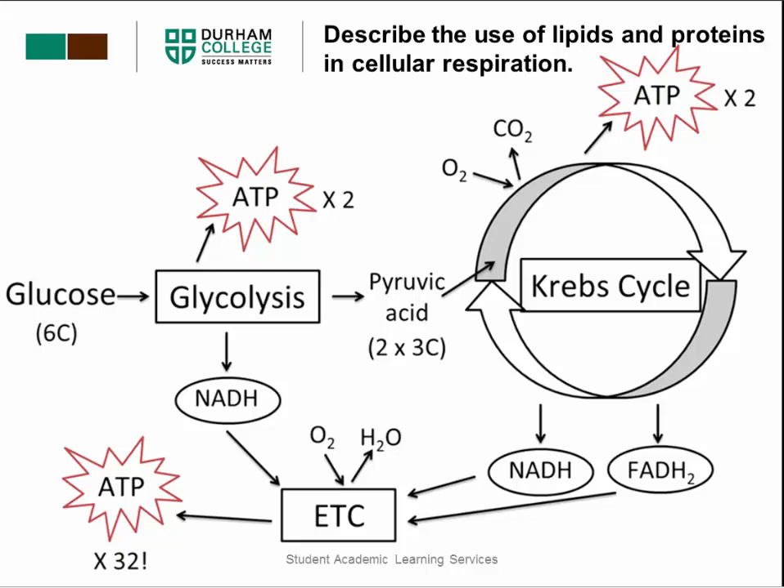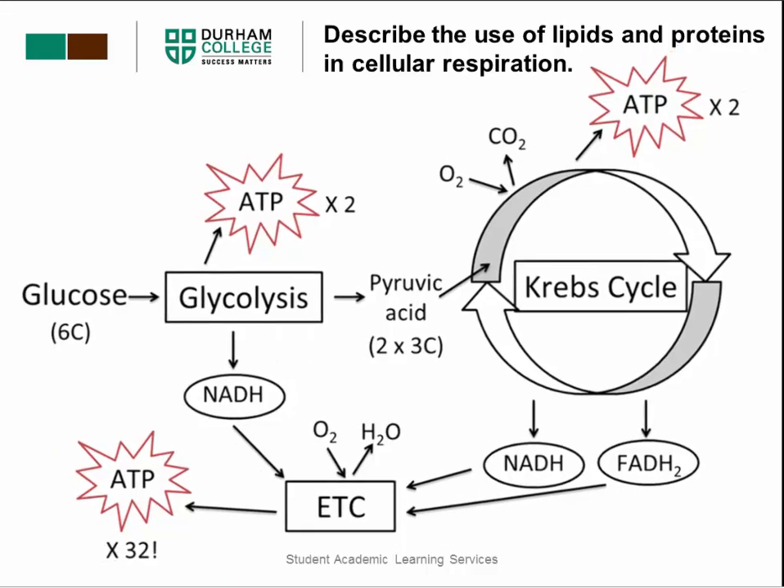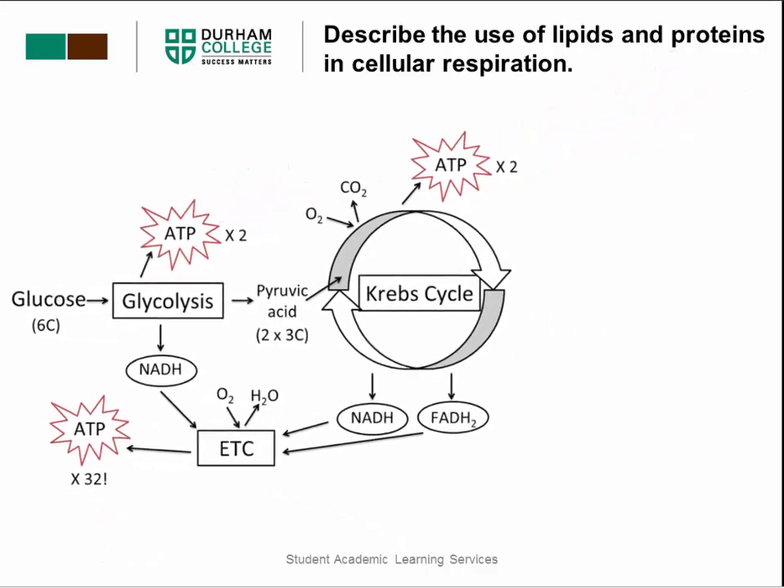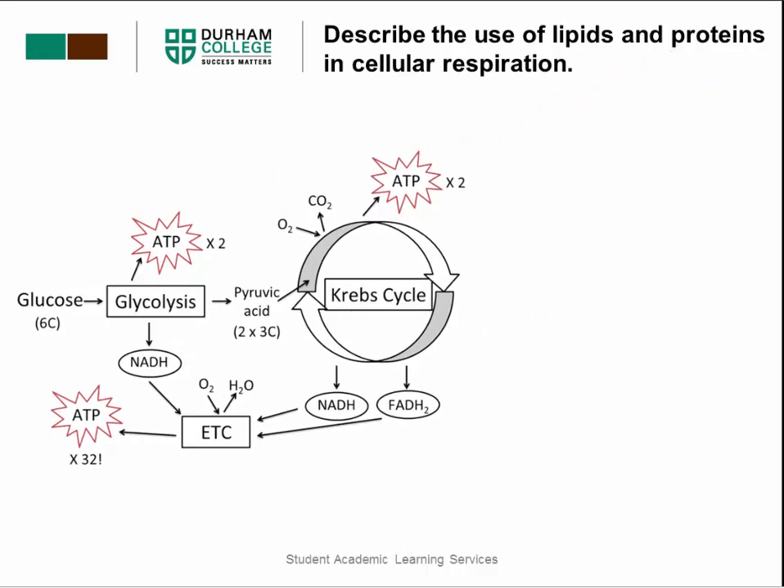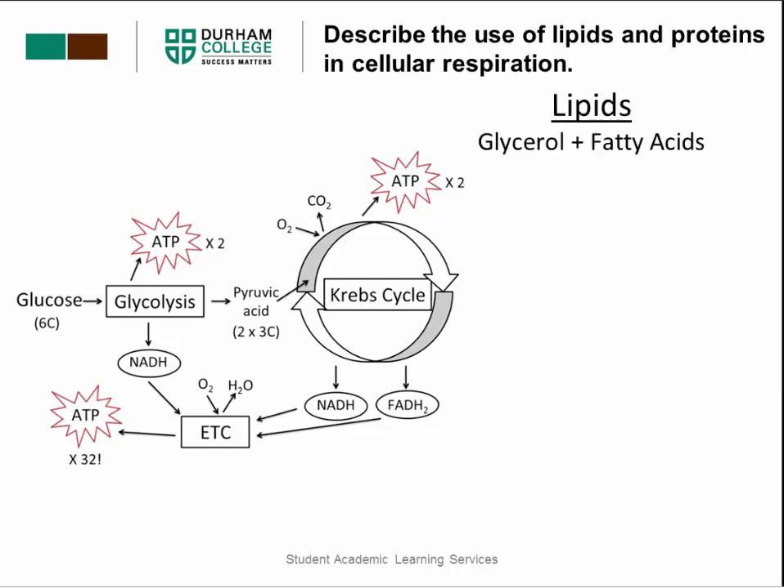So now let's describe the use of lipids and proteins in cellular respiration. Our cells use glucose as the number one substrate in order to produce energy. However, let's move these reactions off to the side so we can look at how lipids and proteins are used. The form of lipids that our cells use for energy are triglycerides, which are made up of glycerol and 3 fatty acids. There are 2 processes that occur in order to use glycerol and fatty acids for energy.